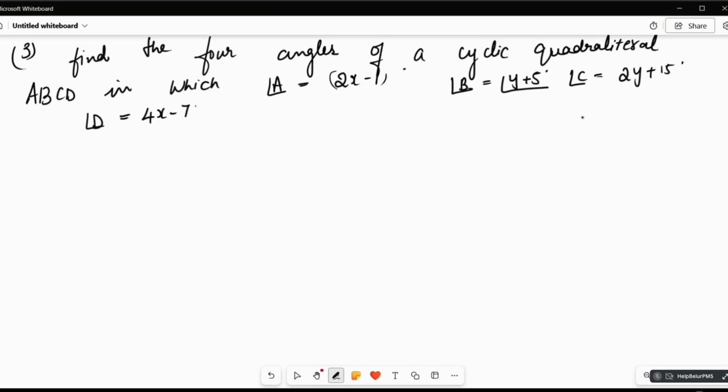It is a cyclic quadrilateral. A, B, C, D, you can take it in a continuous manner like this. A, B, C, D. This is a cyclic quadrilateral. Now, frame two equations and do that.